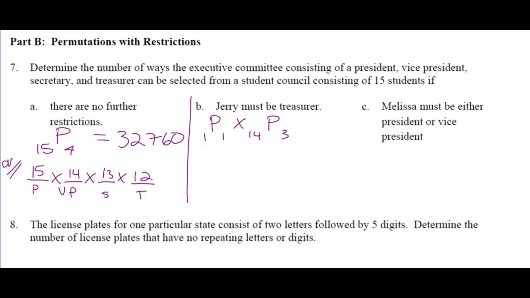So you will notice that these first numbers add to 15. So we are taking into account all 15 people on the student council. And you'll notice that these second numbers add to 4, which is the number of positions we are filling.